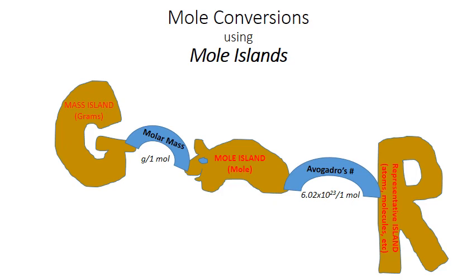And you can't swim around. You can't go from Mass Island directly to the representative island. You can't skip the mole island. Otherwise, the little sea serpent is going to come and eat you. So it doesn't work that way. You have to go from one island to the next, and you can only use bridges. Okay, so let's put this into practice.